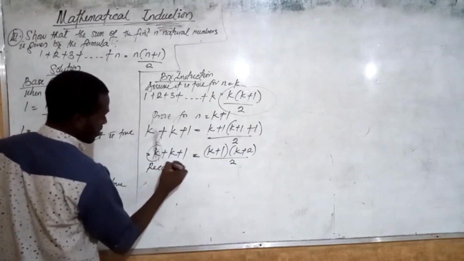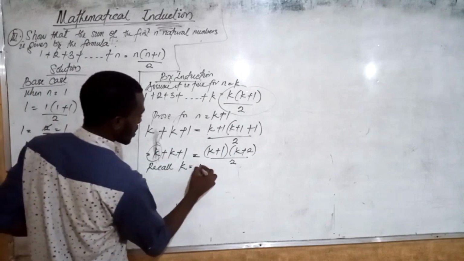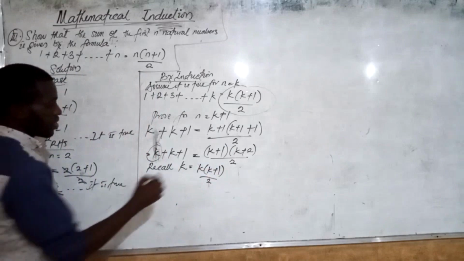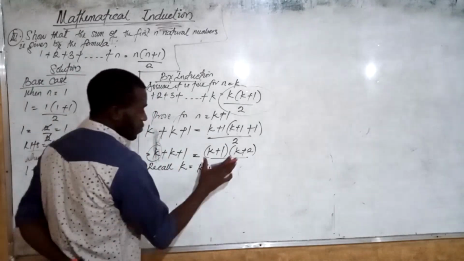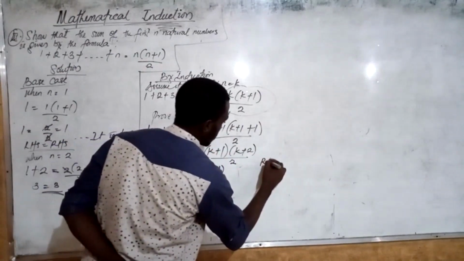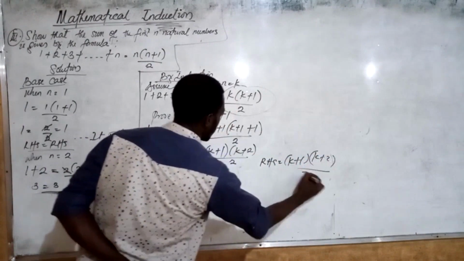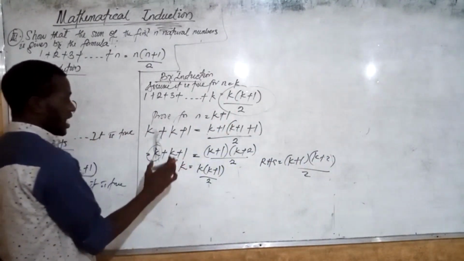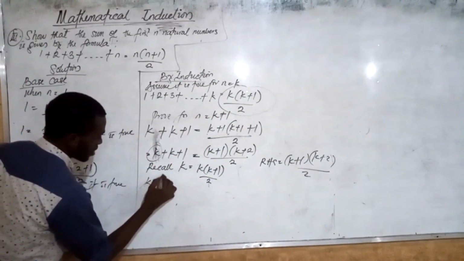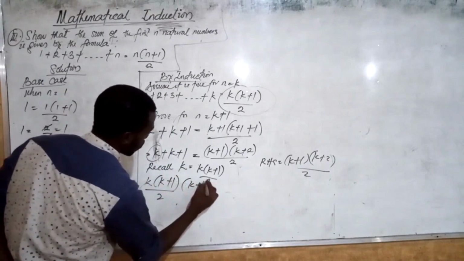Recall that k is equal to k into bracket k plus 1 all over 2. So we'll substitute that here so that our left hand side, so in fact we are going to be holding the right hand side. So this is what we got for the right hand side. So the right hand side is equal to k plus 1 and k plus 2 all over 2. Alright, so we want to make sure that this left hand side is equal to the right hand side. So this k is now this, so we substitute it here. We have k into bracket k plus 1 all over 2, open bracket k plus 1.